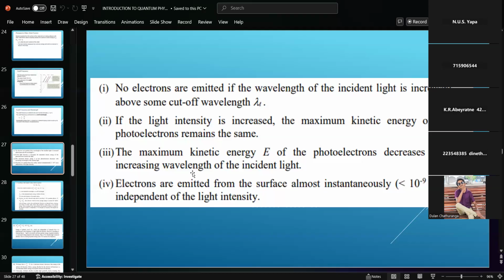The third one, the maximum. These are the experimental results in the photoelectric effect. Now we are explaining according to the quantum theory and the failure of the classical theory. The maximum kinetic energy E of the photoelectrons decreases with increasing wavelength of the incident light.